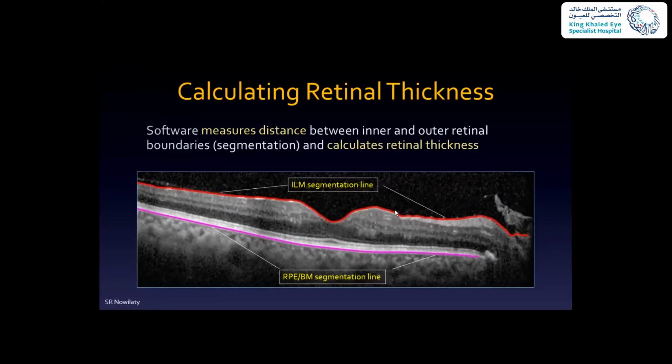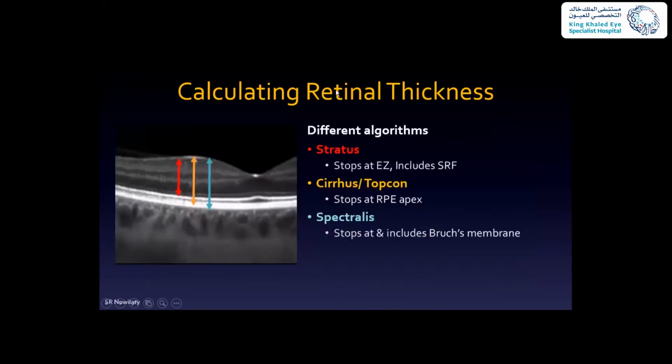Okay, you need to know this word, segmentation. It puts a line at the Bruch's membrane and the RPE, the Bruch's membrane complex, and that is the outer segmentation line. Then the machine calculates the thickness at every single point in here and generates a map of thickness and volume. So it's very important that the machine puts these segmentation lines in the correct place. If the machine makes an error, then you have different data of thickness and volume, and that's not going to be okay.